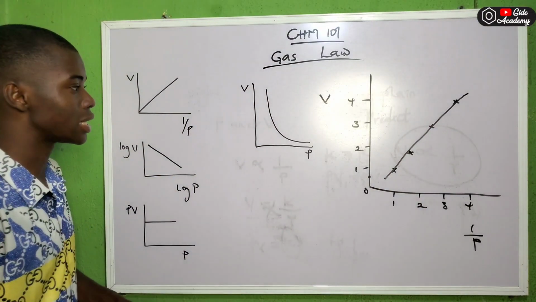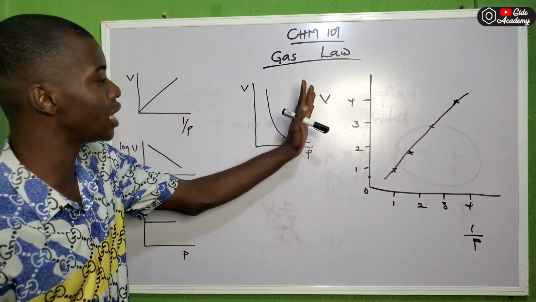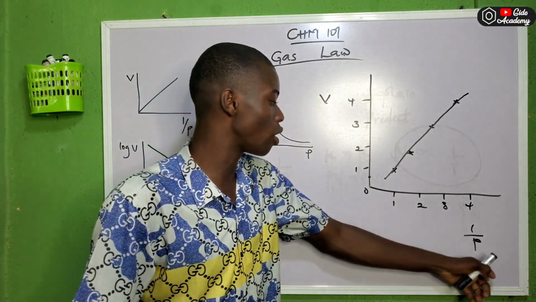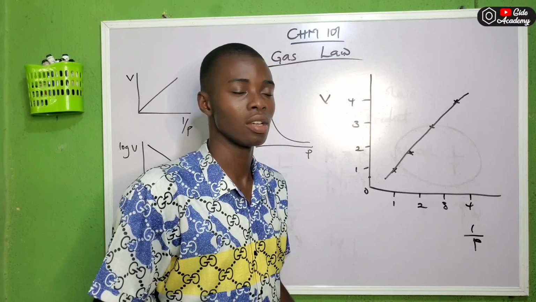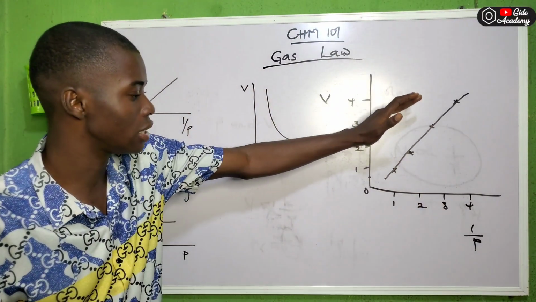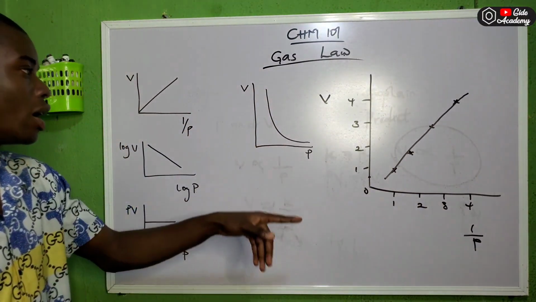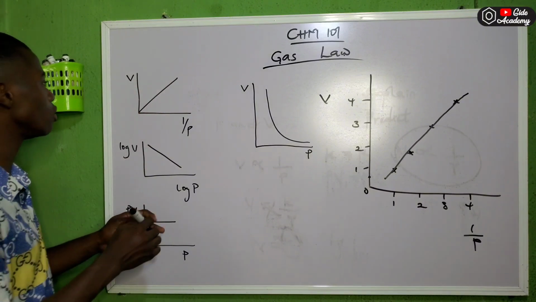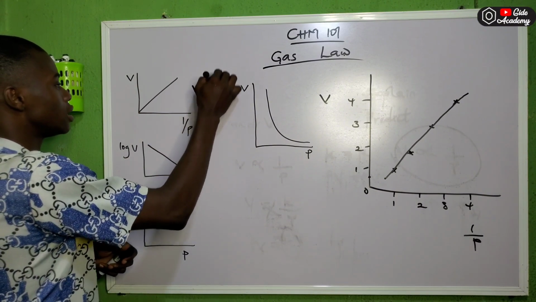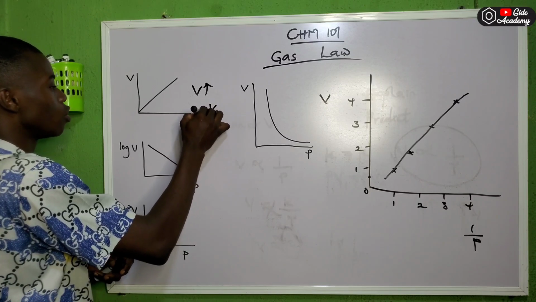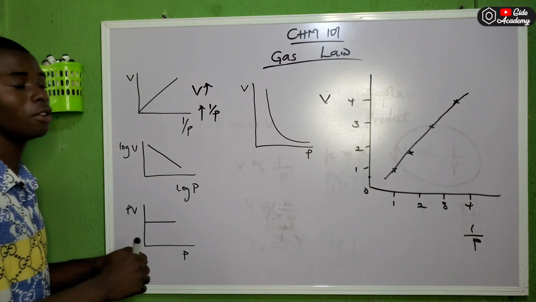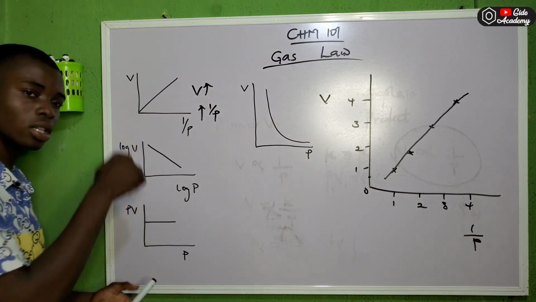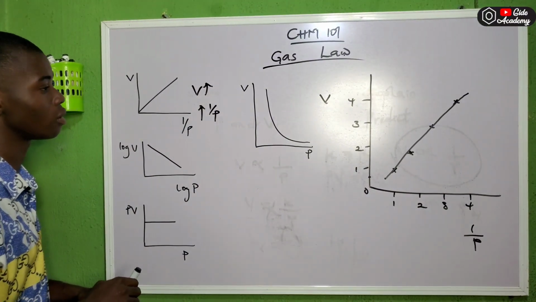So this kind of graph is telling us that for any increase in V, the reciprocal of P will take that same increase. So that's when you are going to have this kind of graph. So remember, this figure A represents that if V increases, the reciprocal of P will also do what? Increases. And if V decreases, the reciprocal of the pressure will also do what? Decrease. So please take note of that.